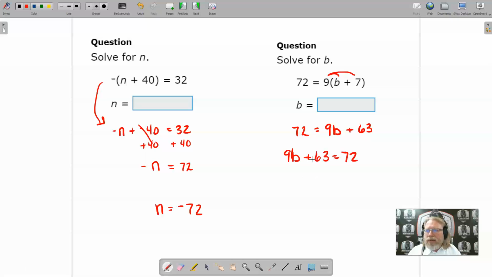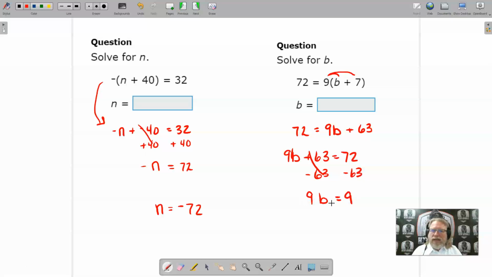Now I need to subtract 63 to get rid of the addition here, right? So minus 63. What we do to one side, we do to the other. And that's going to cancel those 63s. So I'm going to get 9b. And 72 minus 63. Well, the difference between these two is, what is that? 9, right? So we're going to get 72 minus 63 is 9.